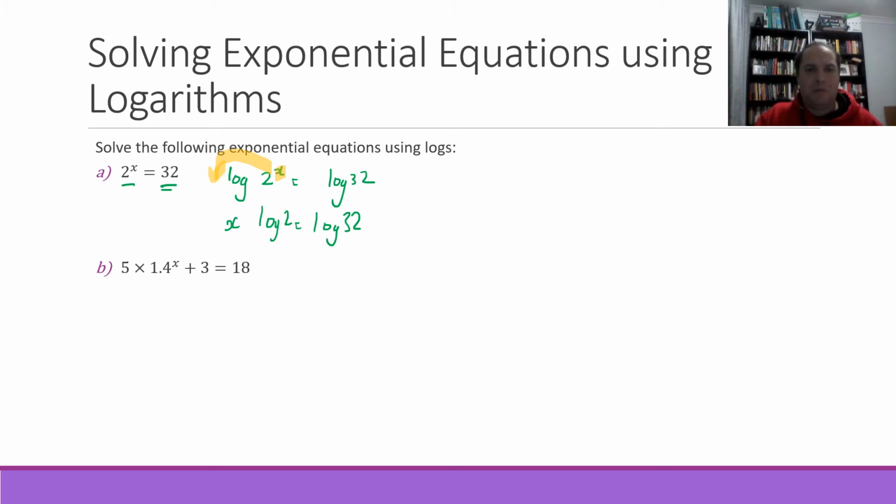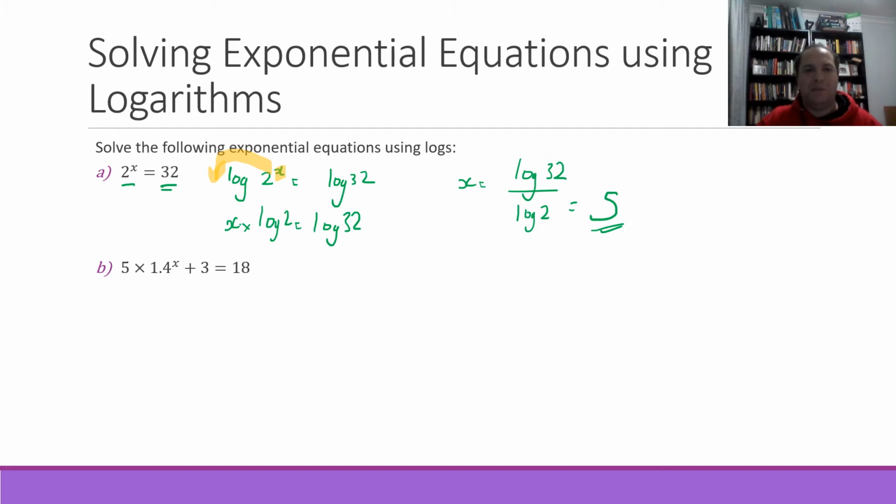Now remember, there is a multiplication in here, so it's x times log 2 equals log 32. So to rearrange this equation, we can just divide both sides by log 2. So x equals log 32 over log 2, which equals 5 when you put it into your calculator. Let's just remember that when we're using log here, we don't have a number at the bottom. That just means it's assumed that we're using log base 10.